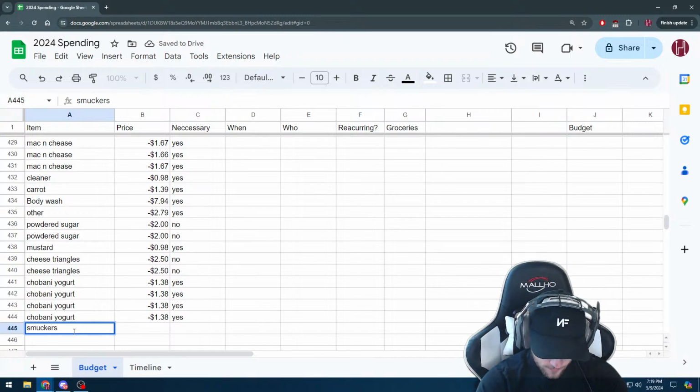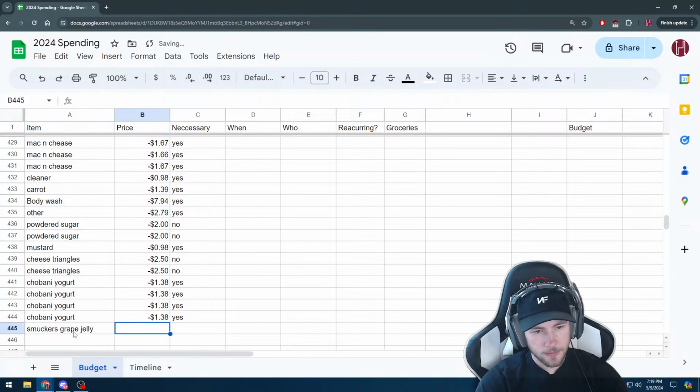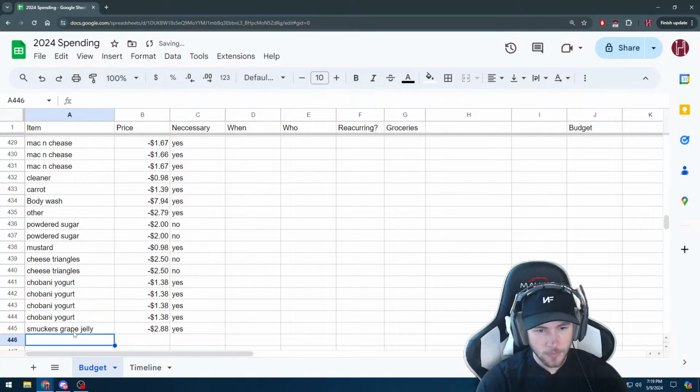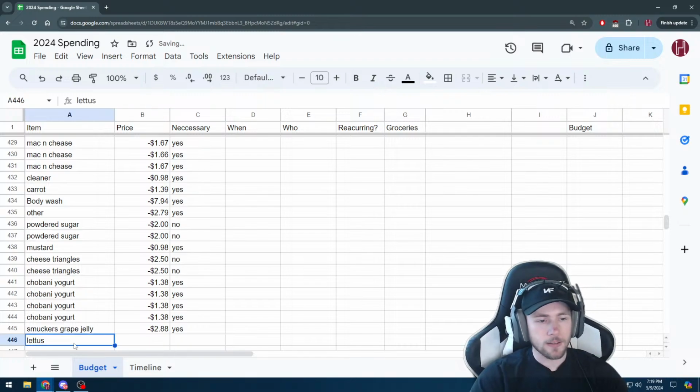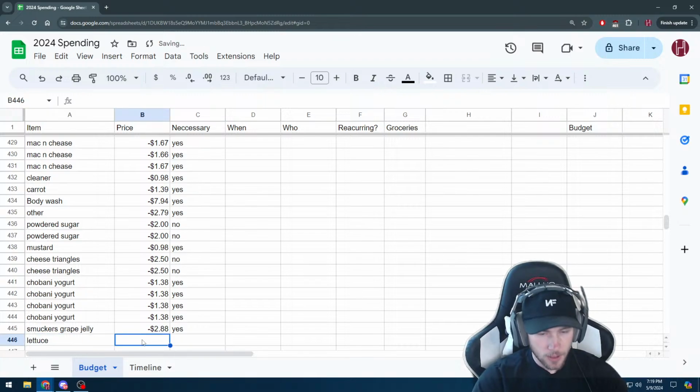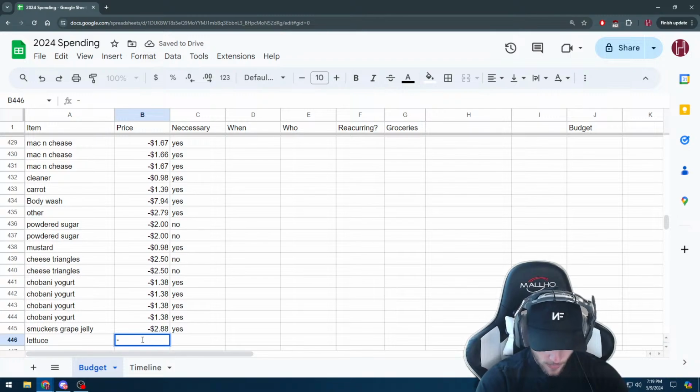Smuckers grape jelly. Witty. And then some lettuce. That is not how you spell lettuce. Okay. 249.